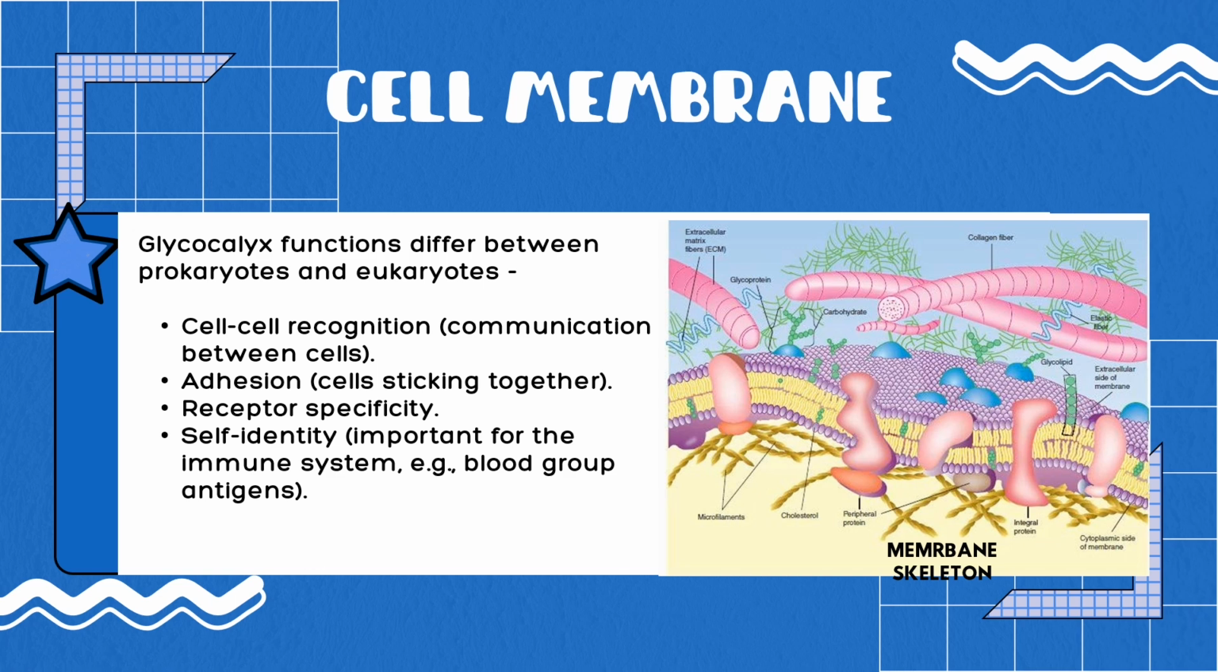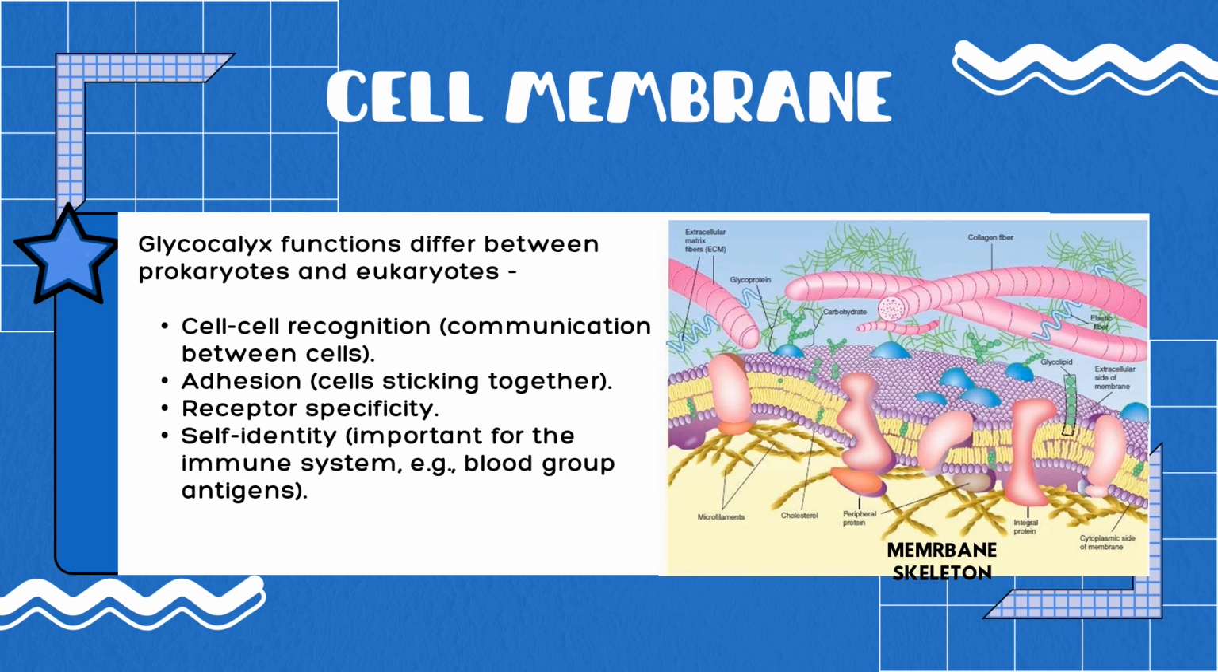We digressed, but let's go back to the main functions of the glycocalyx. The main function of the glycocalyx includes cell-to-cell recognition. The cells that are next to each other recognize each other by their glycocalyx, and this helps them communicate with each other. And then you have adhesion. This is also important for when you want very tight binding between the cells. So the glycocalyx helps with that.